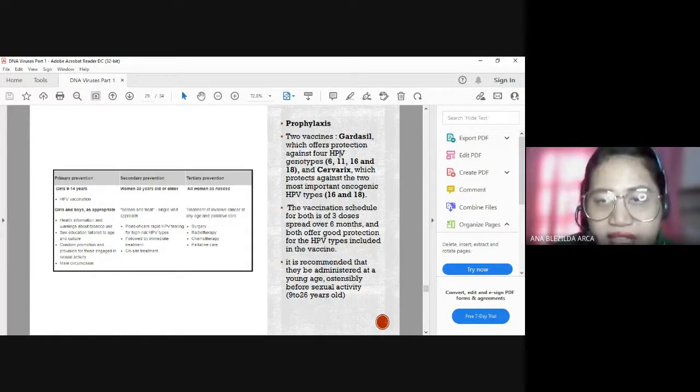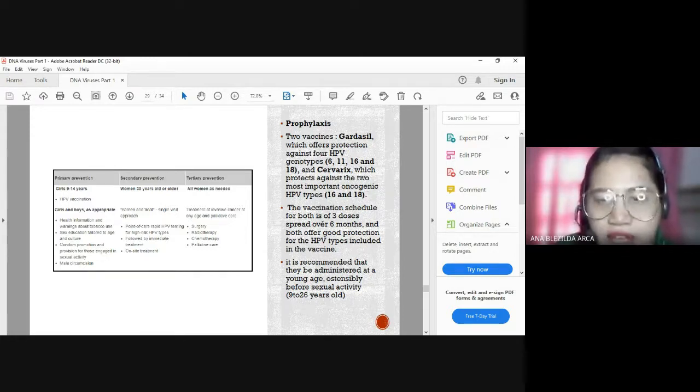Kapag Gardasil, hindi ka na makakaroon ng genital warts kasi protected ka na against 6 and 11. Hindi ka na rin makakaroon ng cancer kasi protected ka against 16 and 18. However, for the Cervarix, makakaroon ka pa rin ng genital warts kasi ang protection mo lang is only against the cancerous type, against 16 and 18 only.